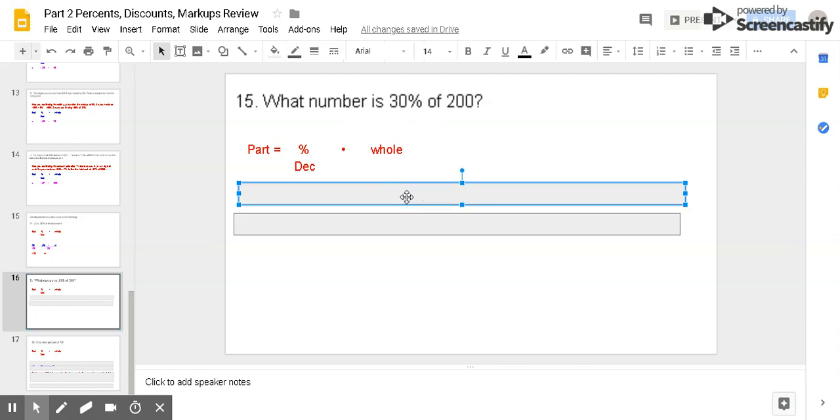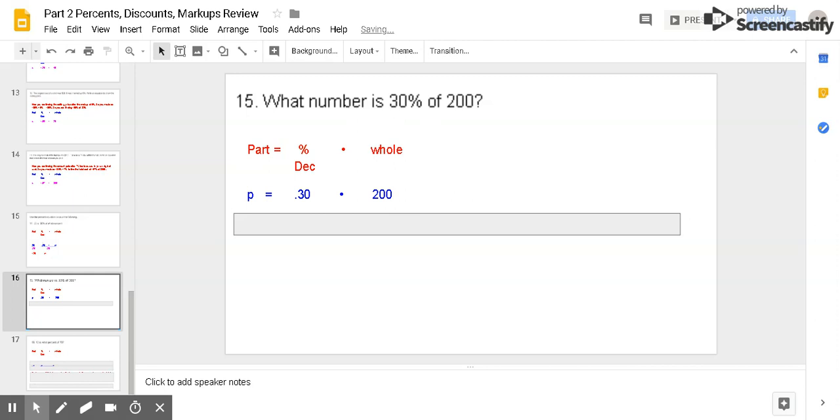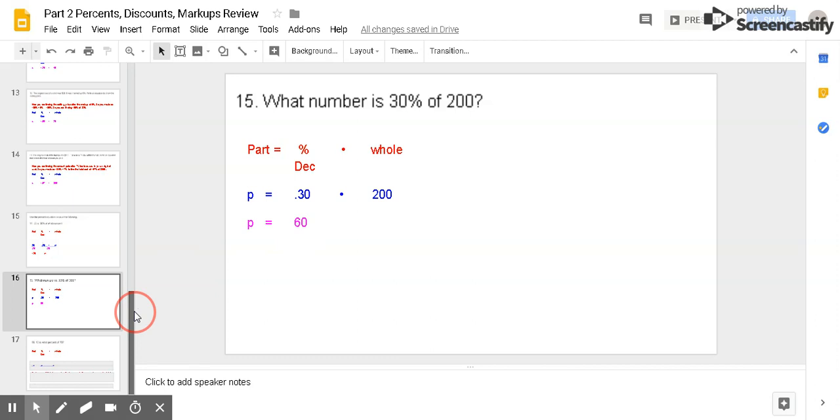Your part, you don't know what your part is because that represents 30%. Your percent as a decimal, 30% as a decimal, move it 2 places to the left, you get 0.30, and then your whole is 200. So 0.30 times 200 gets you 60. So what number is 30% of 200? 60 is 30% of 200.